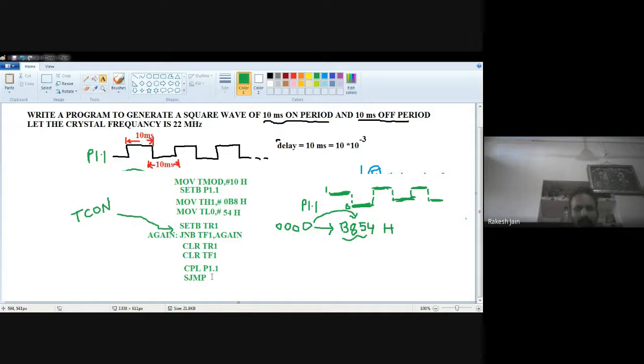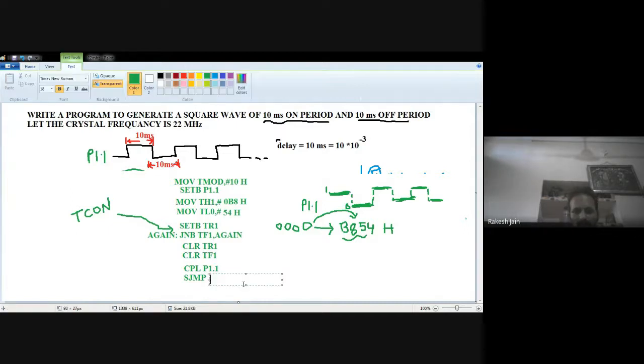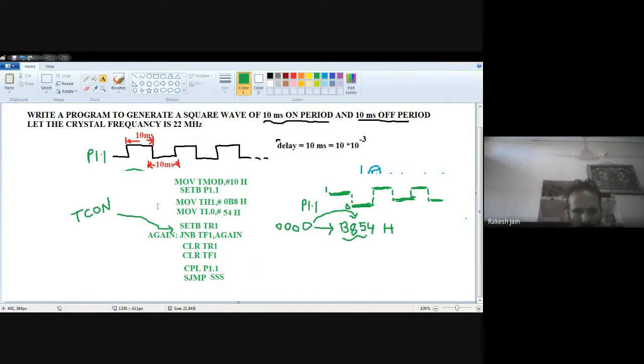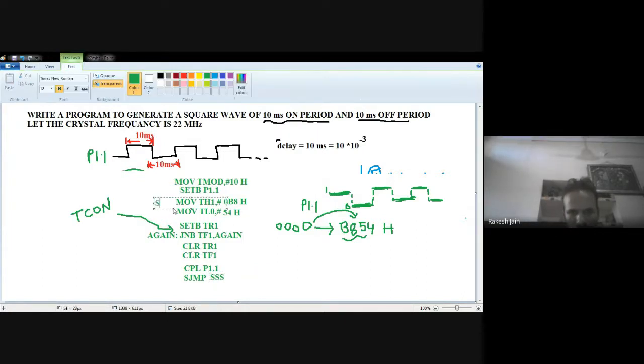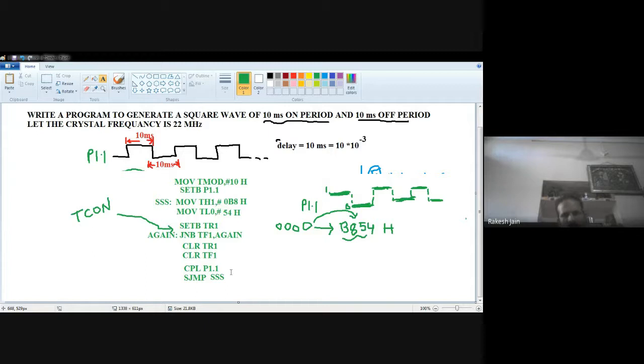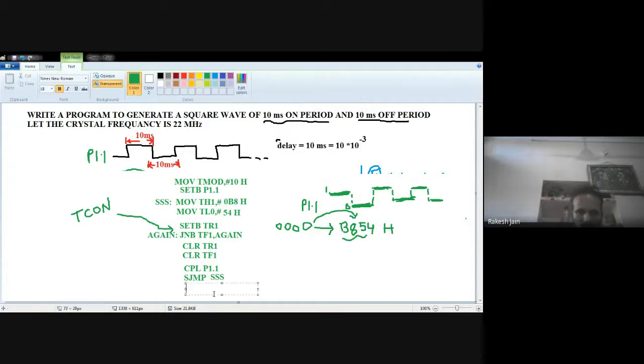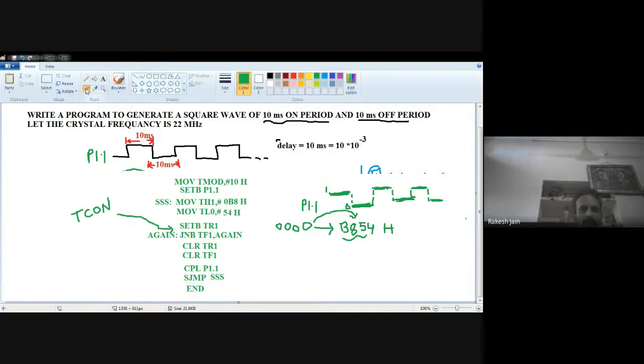Now again we want the same 10 millisecond period. So I write SJMP to SSS, and SSS is the name of a location. And where is that location? That location is where we start the timer. So we have to upload the value again for 10 milliseconds, then again a 10 millisecond delay, then automatically complement, then this process will be repeated. Yes, so this is the end of the program. This is my complete program.